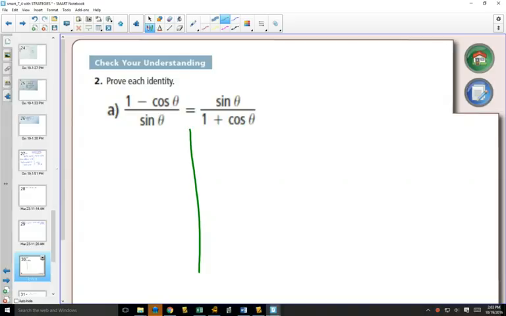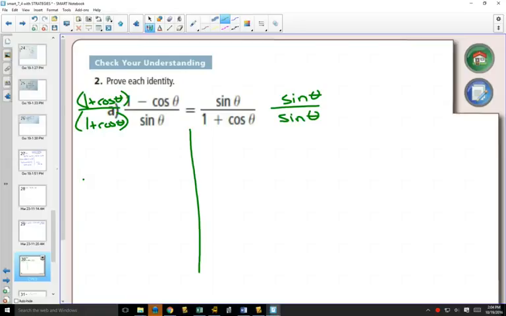And the build the other side strategy says, well, if I want a sine theta on the bottom of the fraction, as I see on the left, why don't I put a sine theta on the bottom of my fraction on the right? But the only way I can do that is if I multiply the top and bottom by sine theta. And if I want a 1 plus cos theta on the bottom of my fraction, because it's on the right-hand side, why don't I get a 1 plus cos theta on the bottom on the left-hand side? So can you see that I'm building the other side? And what do I get now?